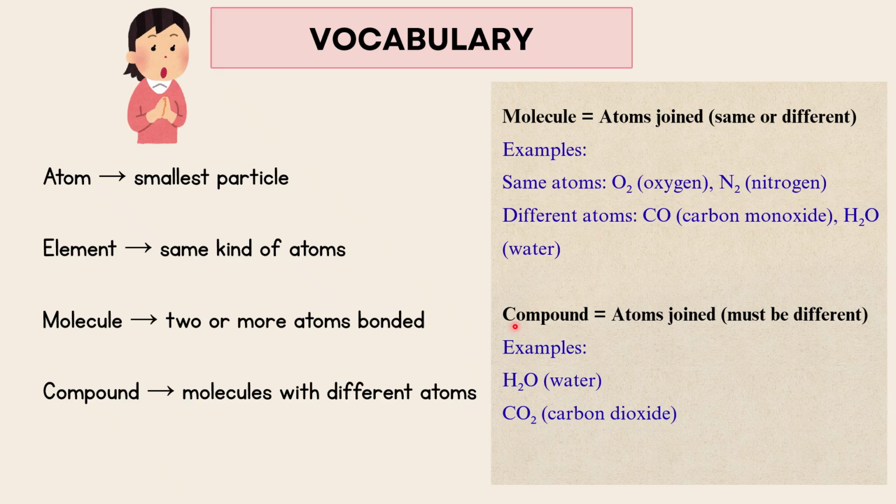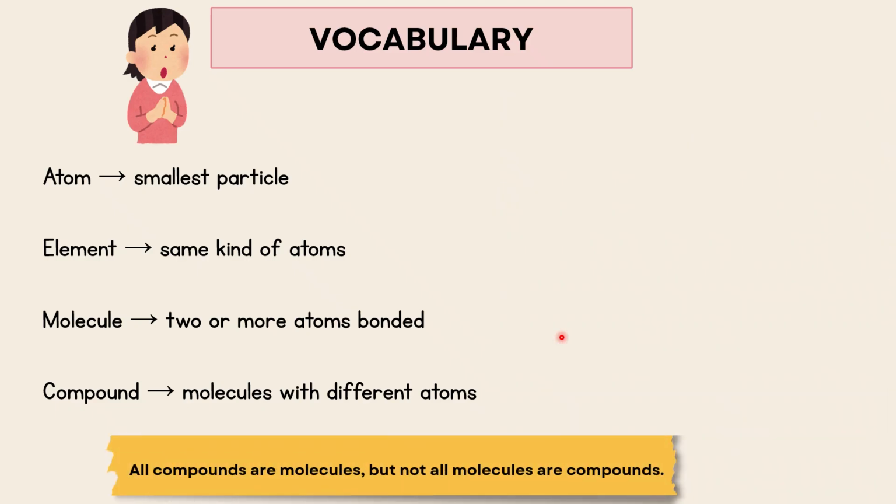Now the next term is the compound. Here also atoms are bonded together, but there is a condition that the atoms must be of different kinds. For example, H2O. In the case of water, we have hydrogen atoms and oxygen atoms. So two different kinds of atoms are bonding together to form a new substance, which we call a compound.